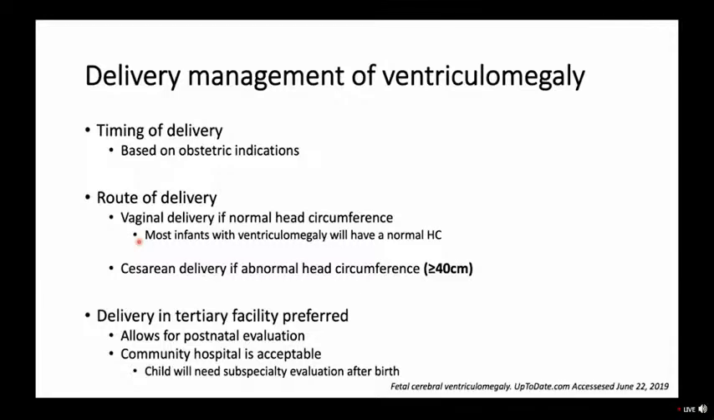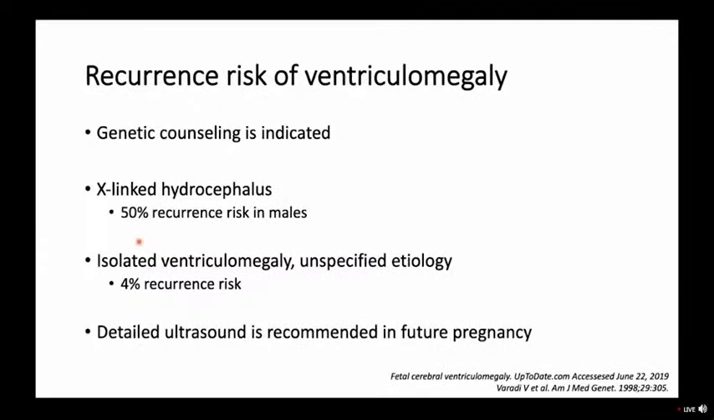They should deliver these children in a tertiary high-level facility to allow for a head ultrasound, head MRI, NICU care, peds neurosurgical care, so that these kids, many of which are going to need a VP shunt, are cared for. They also should get genetic counseling. Anytime you make a diagnosis in a baby, they're going to want to know, is this going to happen again? So we have these patients all see genetic counseling.